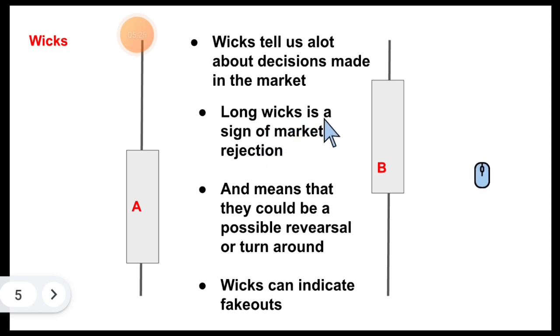Now, long wicks are a sign of market rejection. So you can see that the market is kind of rejecting the zone and is trying to push downward. And it means that this could be a possible reversal or turnaround. Wicks indicate a fake out. Wicks also indicate a fake out, where we had a wick like this. It can mean that the market faked out and came back and closed and probably wants to turn around.